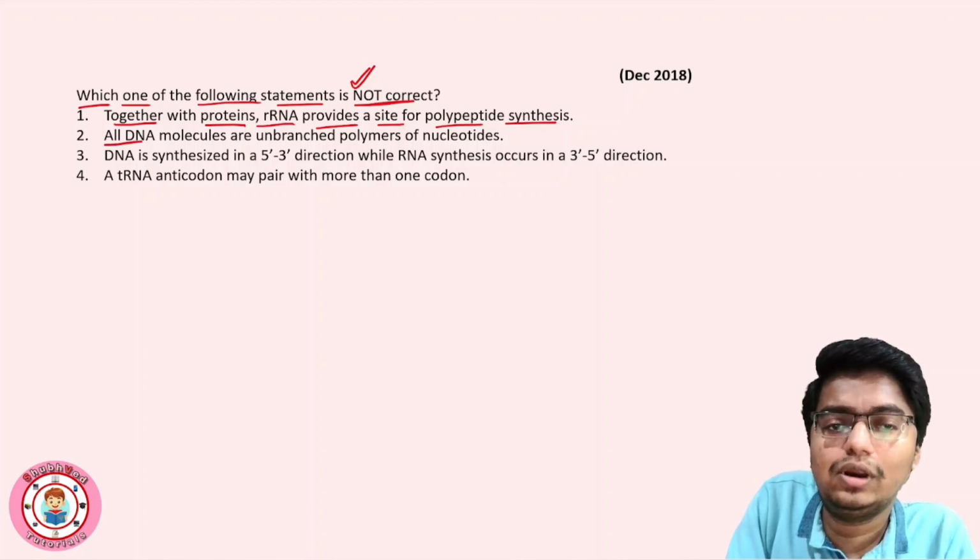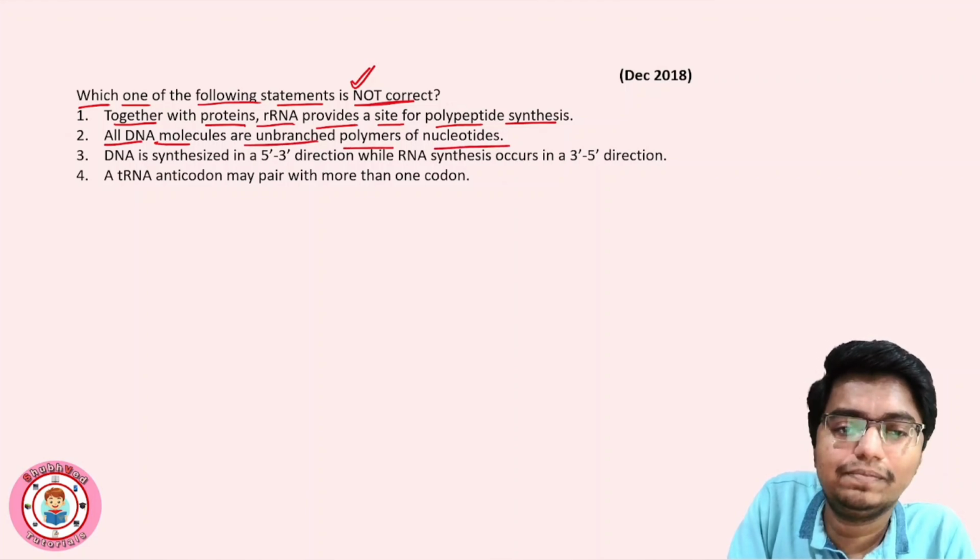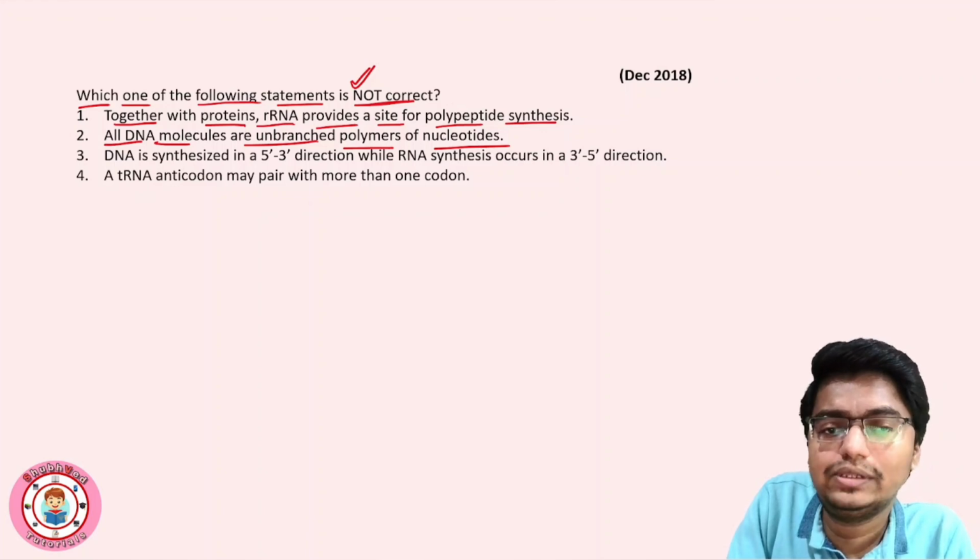Second point, all DNA molecules are unbranched polymers of nucleotides. So this is also correct. Unbranched polymers means DNA is a linear molecule, only it is wound around itself. So this is also correct.